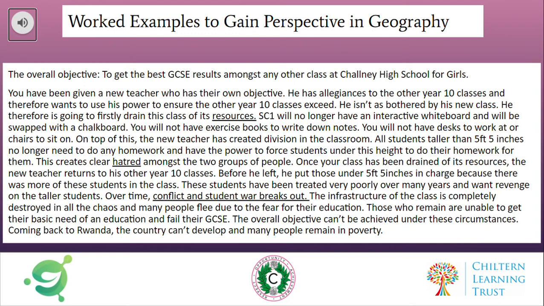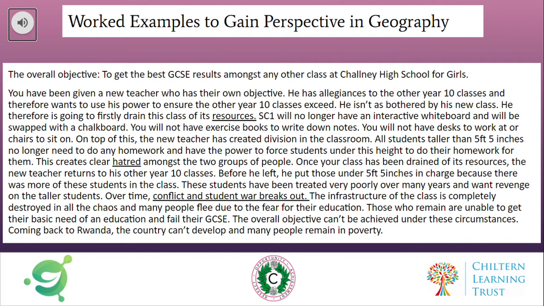So I created an overall objective of the fact that they come to a geography lesson because they want to learn and gain a good set of GCSE results. But what I tried to do was show how if certain factors were in play, it would be very difficult for them to get those GCSE results. Just like in Rwanda, there were certain factors in play which made it very difficult for the country to develop.